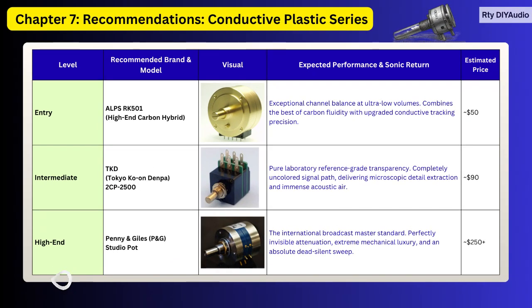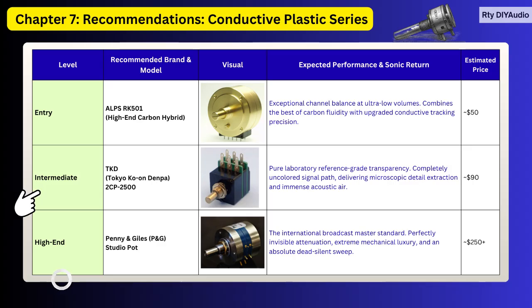Let's advance to Chapter 7, our prescriptive recommendations for the Conductive Plastic series. If you crave uncolored reference purity, look right here. At the entry tier, the ALPS RK501 high-end carbon hybrid breaks the mold, combining the absolute best of organic carbon hybrid fluidity with upgraded high-precision conductive tracking.